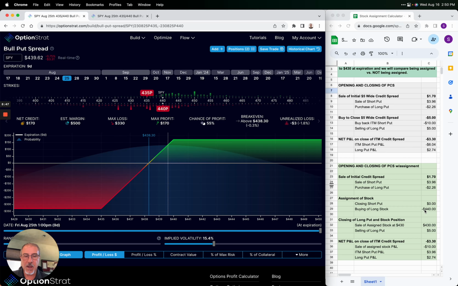Now, I'm going to pause here for just a second, and I'm going to set something up to help illustrate this a little bit further in options.